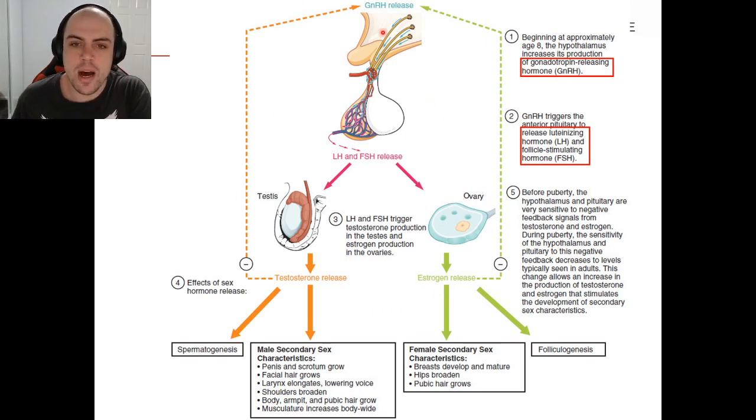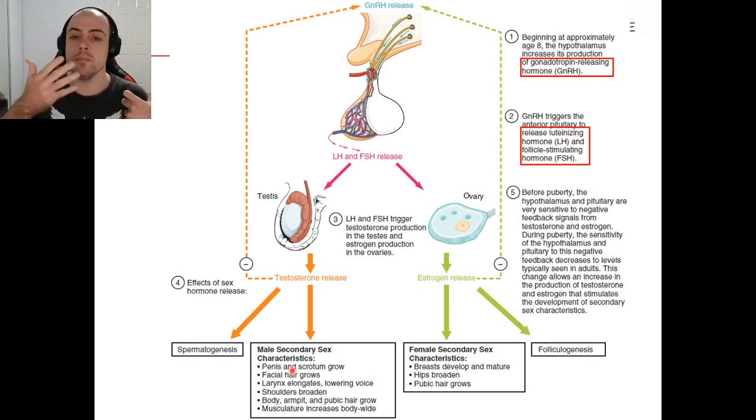Now, if we're looking at this schematic, what we see here is that testosterone is released and it's resulting in these various effects. So we've got spermatogenesis. So what is spermatogenesis? Spermato meaning spermatozoa. These are sperm cells. This is the gamete for males. And testosterone is a primary contributor to the male secondary sexual characteristics, which are the sexual characteristics that occur in males during puberty.